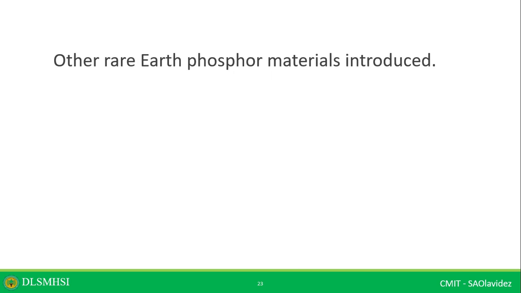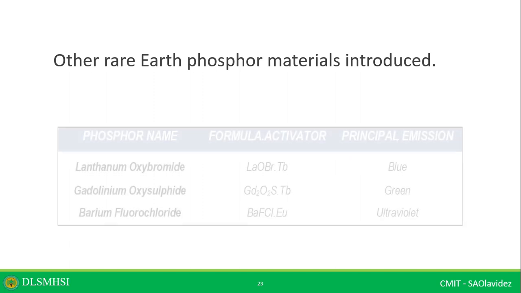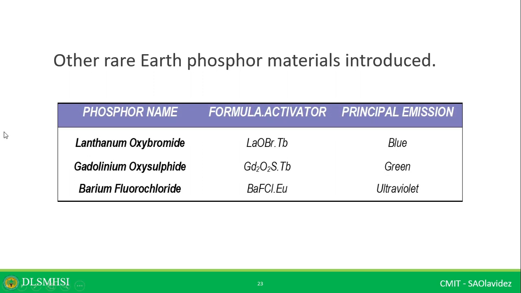Aside from the gadolinium oxysulfide rare earth screens, other rare earth phosphors were also introduced. This includes lanthanum oxybromide with terbium activator, which emits light principally in the blue region of the visible spectrum. The other one is barium fluorochloride, this time with europium activator, but this emits wavelengths in the ultraviolet radiation.